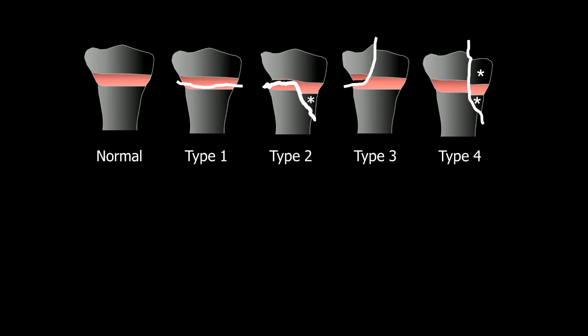And then type 4 is really the bad math. Between 2 plus 3 equals a type 4, and that includes both an epiphyseal and a metaphyseal component. Now, each of these fractures can happen in children, but there is an age differential of when it's more likely to see one or another type of fracture.